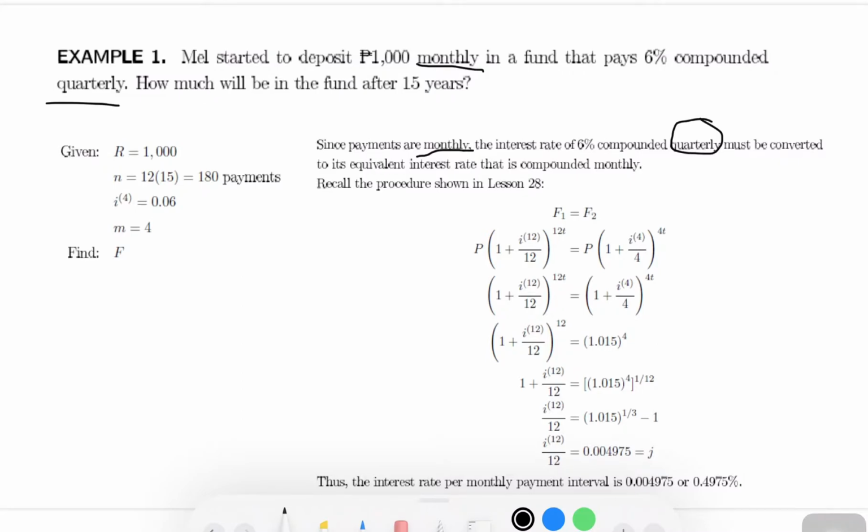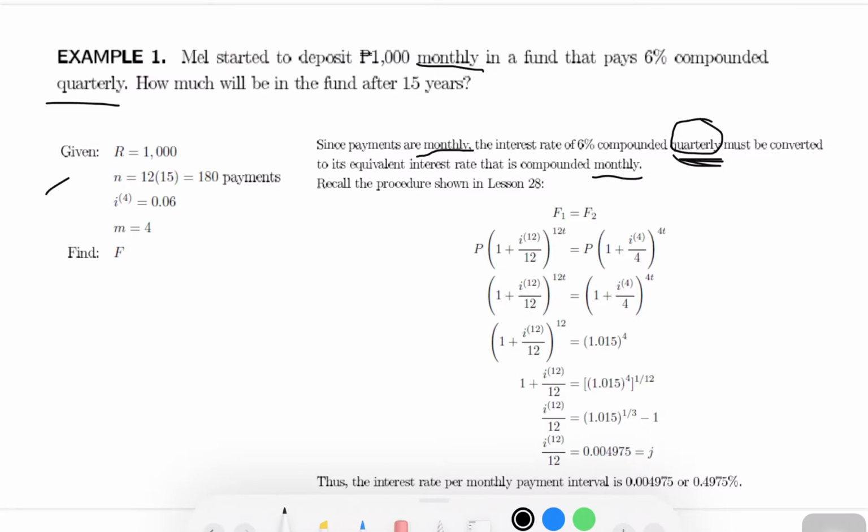Because if it were monthly and monthly, we would be in simple annuity. But they are not the same, so the interest rate of 6% must be converted to its equivalent interest rate that is compounded monthly. So we convert this quarterly to monthly. Okay, so going back, before going to the solution, let's have this.